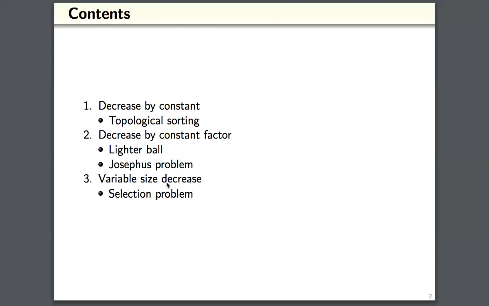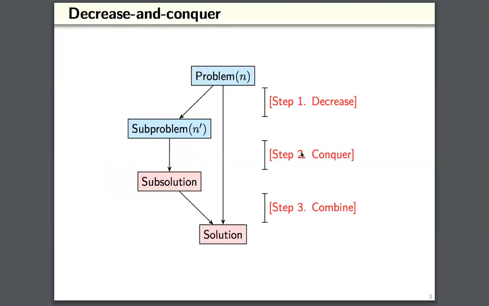Then you have variable size decrease, right? We will see one very important problem, the selection problem. Okay, so what is the core idea of decrease and conquer? You want to solve a problem of size n. So there are 3 steps here: decrease, conquer, combine.